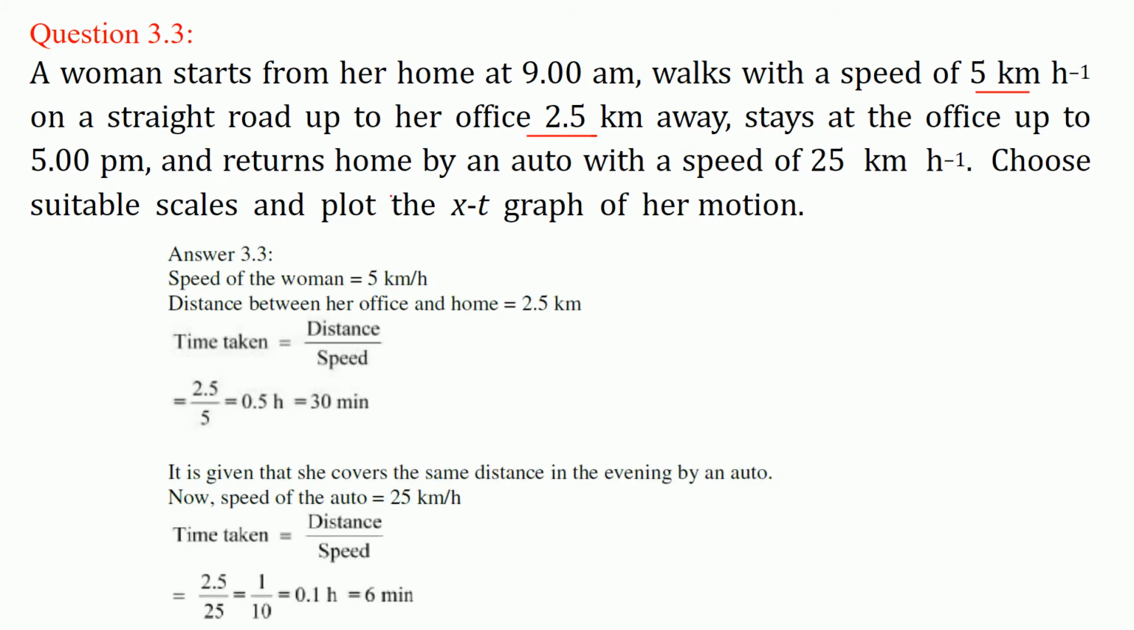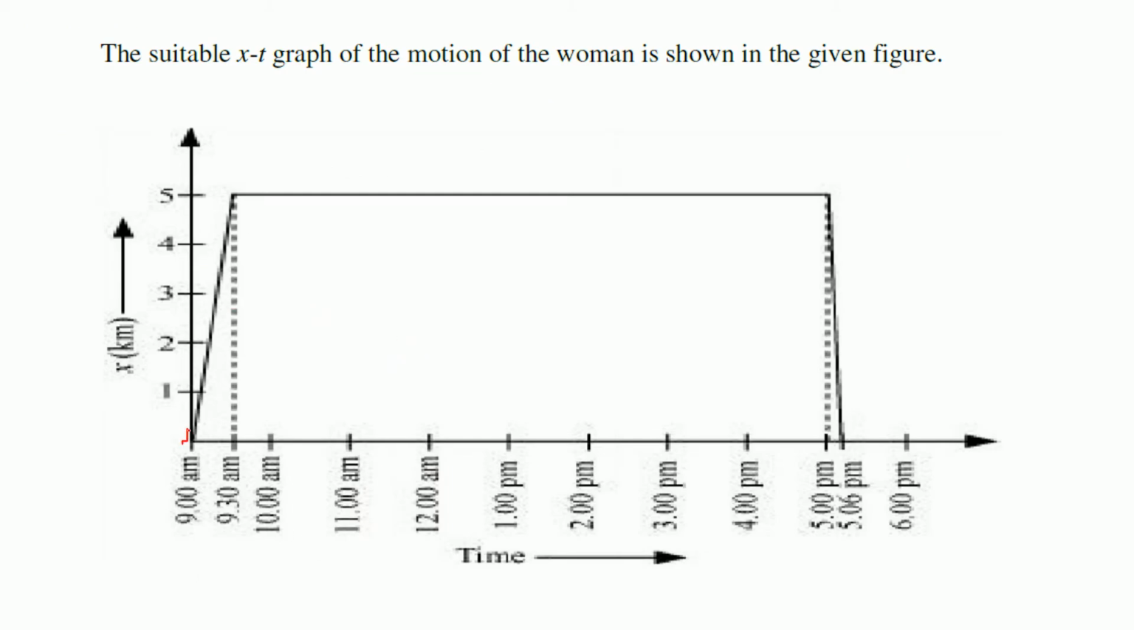What is happening here is, the woman starts at 9. Then by 9:30, this is the x-t graph, she reaches here at the office. Then she stays in the office from 9 to 5. And then in just a few minutes, because the speed of the auto is 25 km an hour, she reaches home at this time, 6 minutes actually. We'll find out this distance, and we will find out the time also.